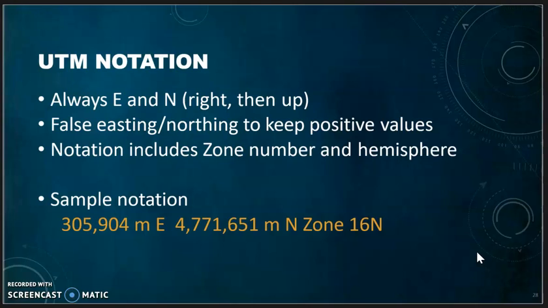Okay, so when we have a UTM notation, you're always going to see east and north, right, then up. You have your false easting, northing to keep your positive values, and the notation includes the zone number and the hemisphere. So when we read this sample notation, we're seeing that we have 305,904 meters east of that false easting, and then we have 4,771,651 meters north of the false northing. And we are in zone 16 and in the northern hemisphere.